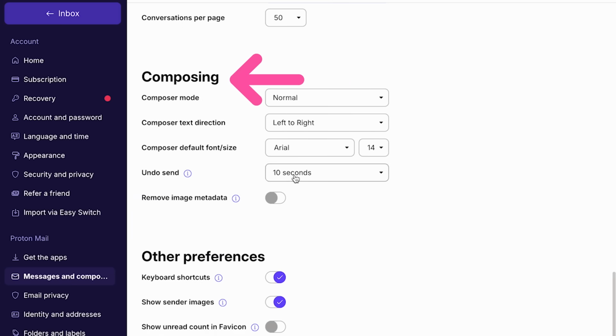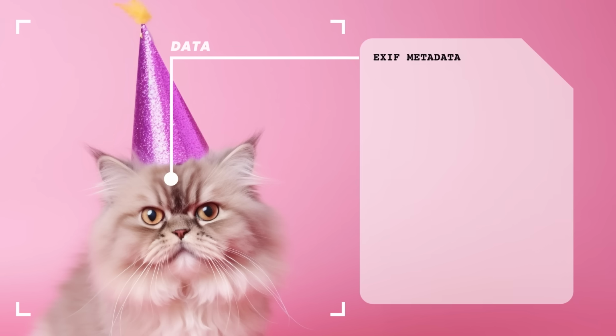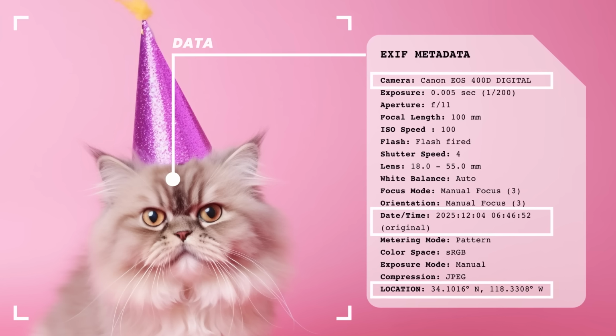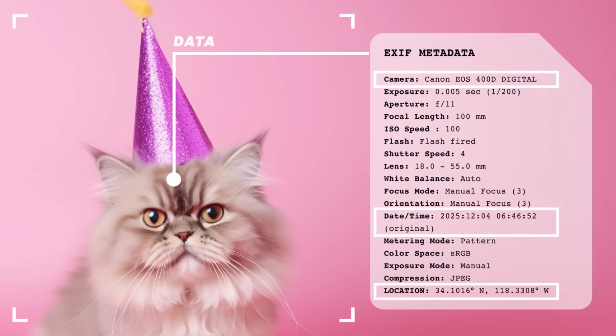Now, under Composing, enable Remove Image Metadata. Photos can carry hidden EXIF metadata, including location, timestamps, and device details, which can reveal far more than the picture itself. Enabling metadata removal helps strip this digital exhaust before you send image attachments.